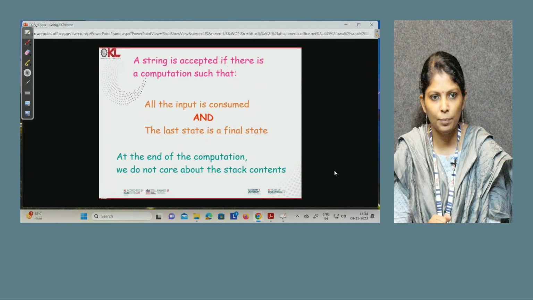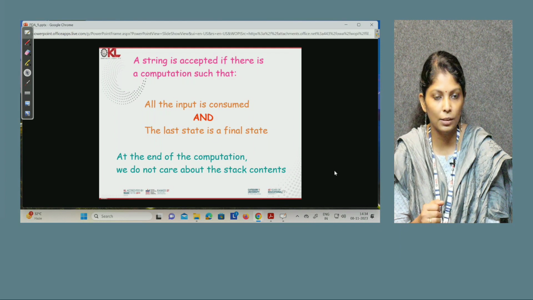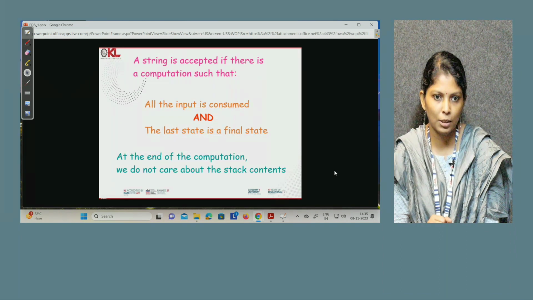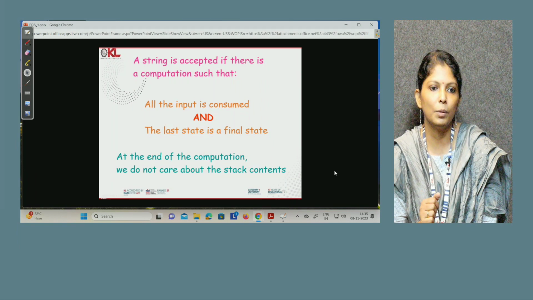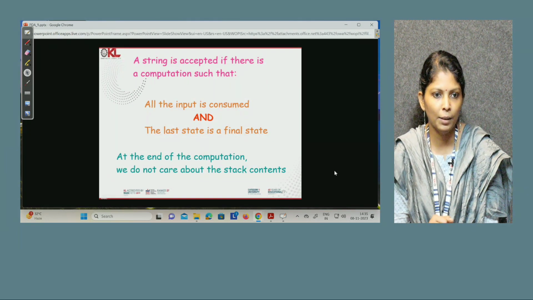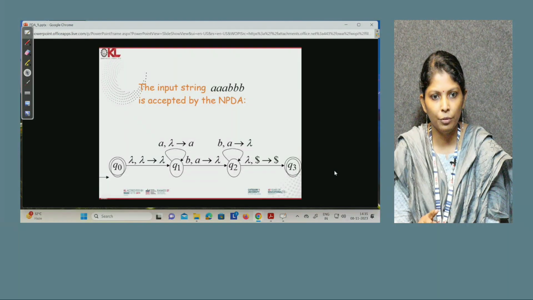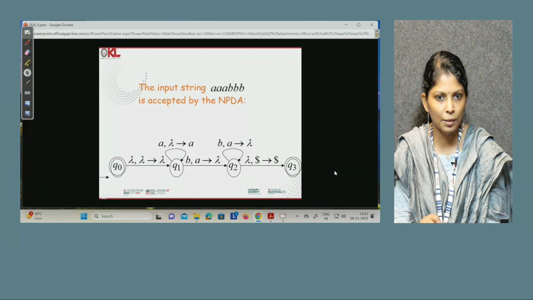So what is the acceptance condition? A string is accepted if there is a computation such that all input is consumed. All the symbols in the string should be consumed. And the last state is a final state. We must have reached the final state after consuming all the input, and the stack should be empty. That is the condition. So this is the input we have given, and this machine accepted the string.